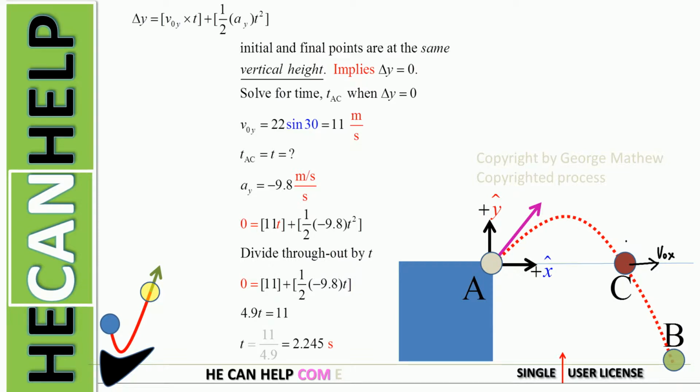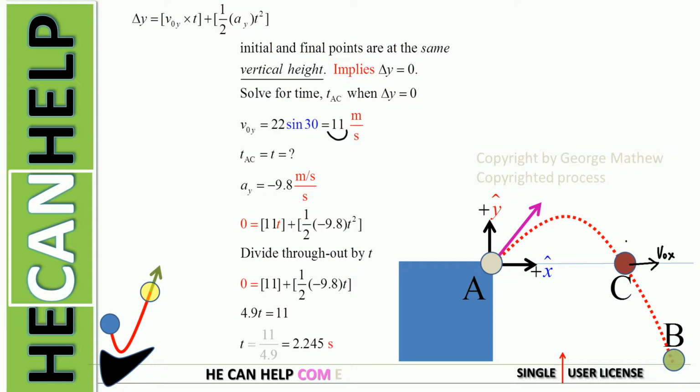So if we start with 11 as the initial component of the velocity vector, then on the way back at the same height, we should expect a magnitude of 11 but a direction of negative y. So your answer should be negative 11. Your y component should be negative 11.